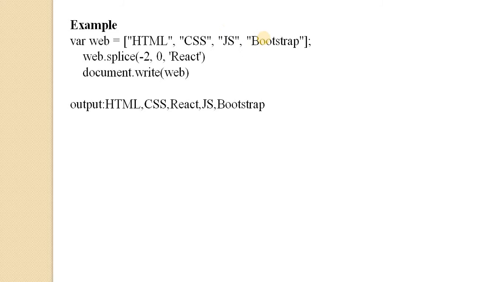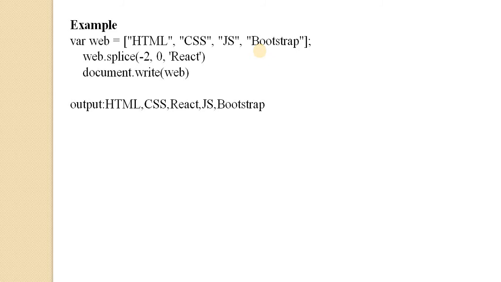Here no elements are removed from the array because the delete count is set to 0, and React is added at the index of -2, means from the end of the array we add the React element. Here 0, 1, after JS we add React because -2 is the second index from the end. So the output of this example is HTML, CSS, React, JS and Bootstrap. These are some examples of the splice method.